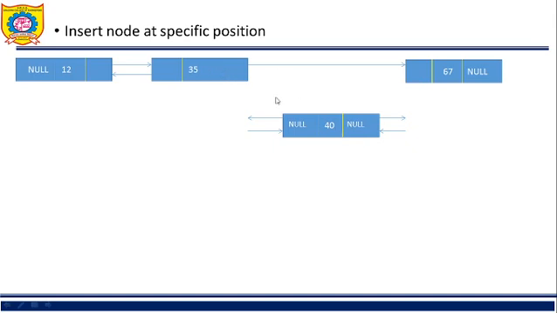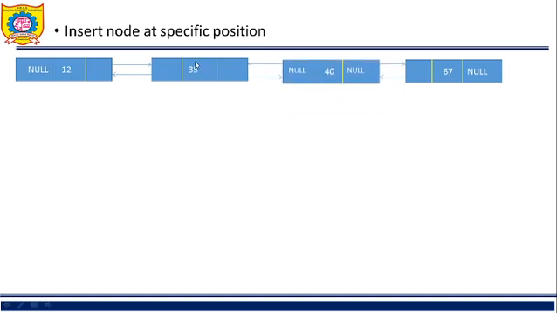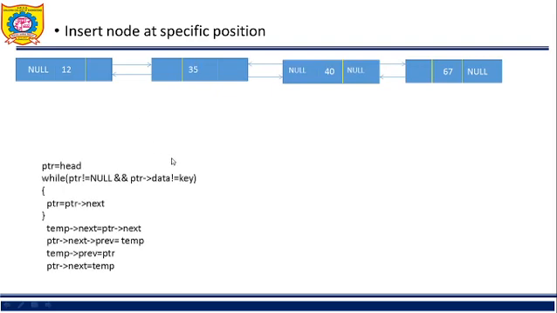Now link this temp here, so ptr next is equal to temp, and once this temp is attached here, its previous, temp previous, becomes this 35, so temp previous is equal to ptr. See here, like this. And this is the code.